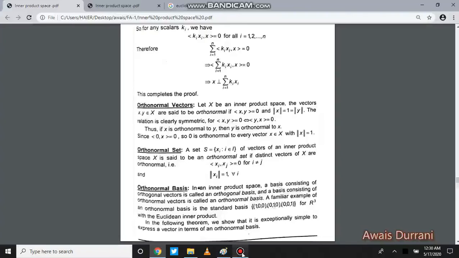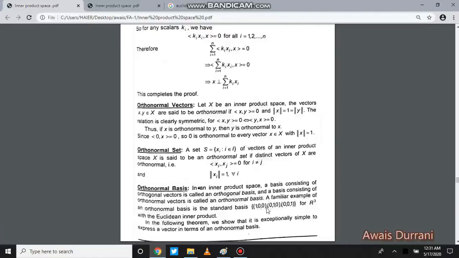To explain this, the best example we can provide is this. For example, we have R cube as an inner product space and we have a basis of these elements: 1 0 0, 0 1 0 and 0 0 1. Everybody knows that the whole R cube can be spanned by the elements of this set. So therefore we say that this set is a basis for R cube. Now we want to check if this is an orthonormal basis or not. To check this, we will see whether these elements satisfy this condition or not.